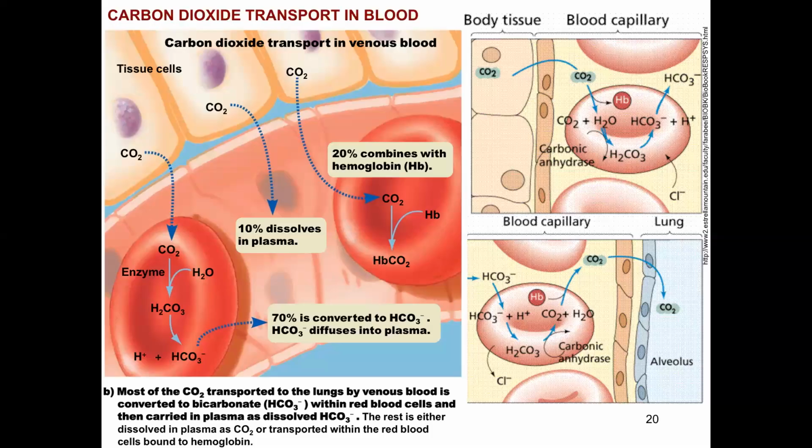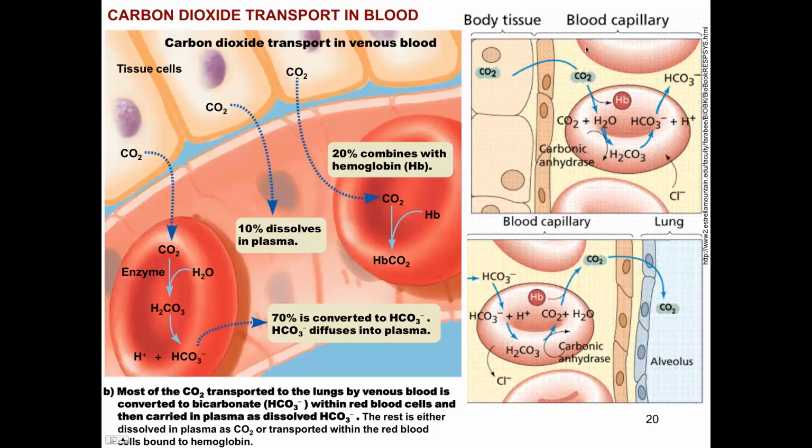So how does this happen? It's really strange. How do we convert that CO2 to bicarbonate, which then is going to be put into the plasma? Now, it's done using an enzyme. Remember, enzymes are so important to us. It's done using this enzyme called carbonic anhydrase. Now, where is that enzyme? Well, it's actually in the red blood cell. So that's what the point is over here.